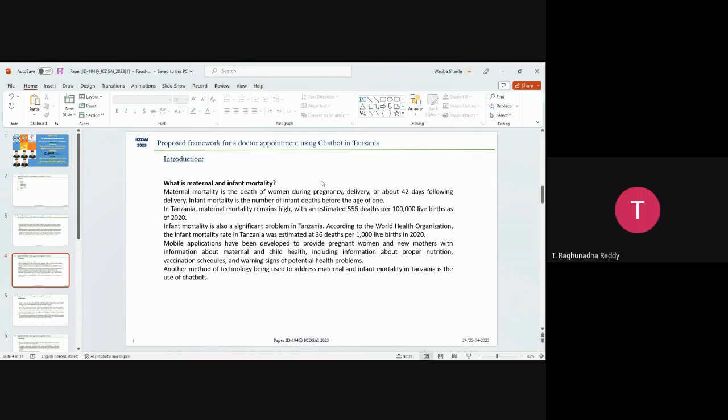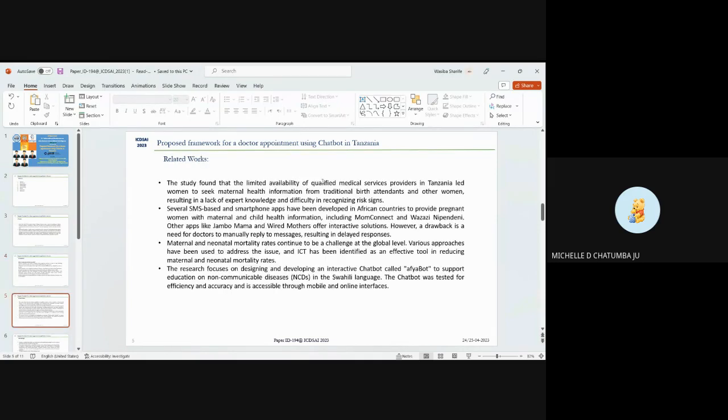Another new technology being used to address maternal and infant mortality in Tanzania is the use of chatbots. Chatbots are computer programs that use artificial intelligence to simulate conversation with human users. They can be developed to provide women and new moms with health information and support, and they can be particularly useful in Tanzania, where access to healthcare is often limited and where many women live in rural areas far from health facilities.